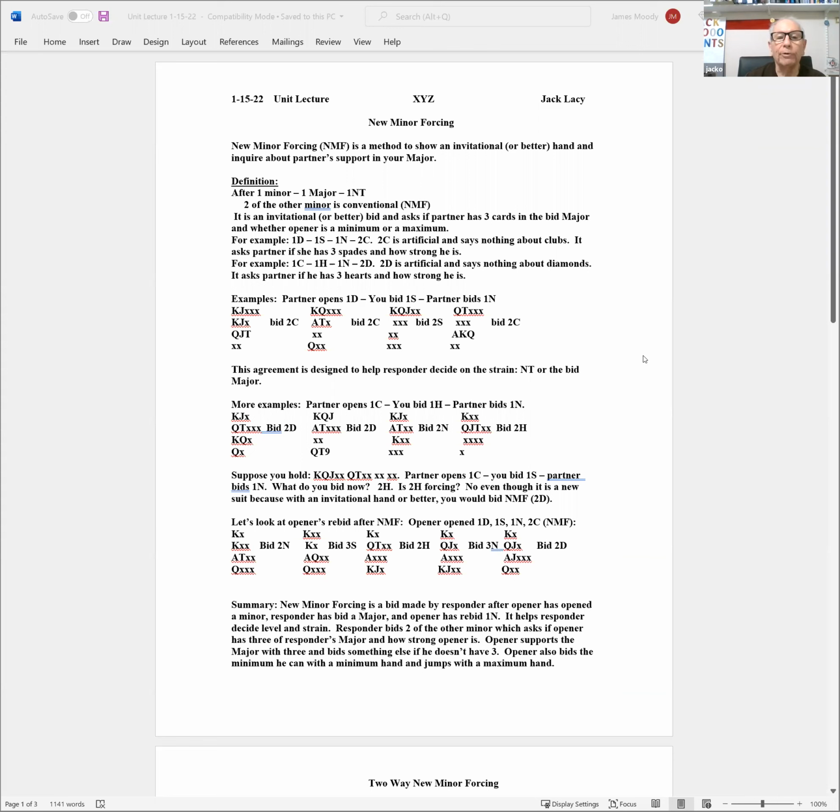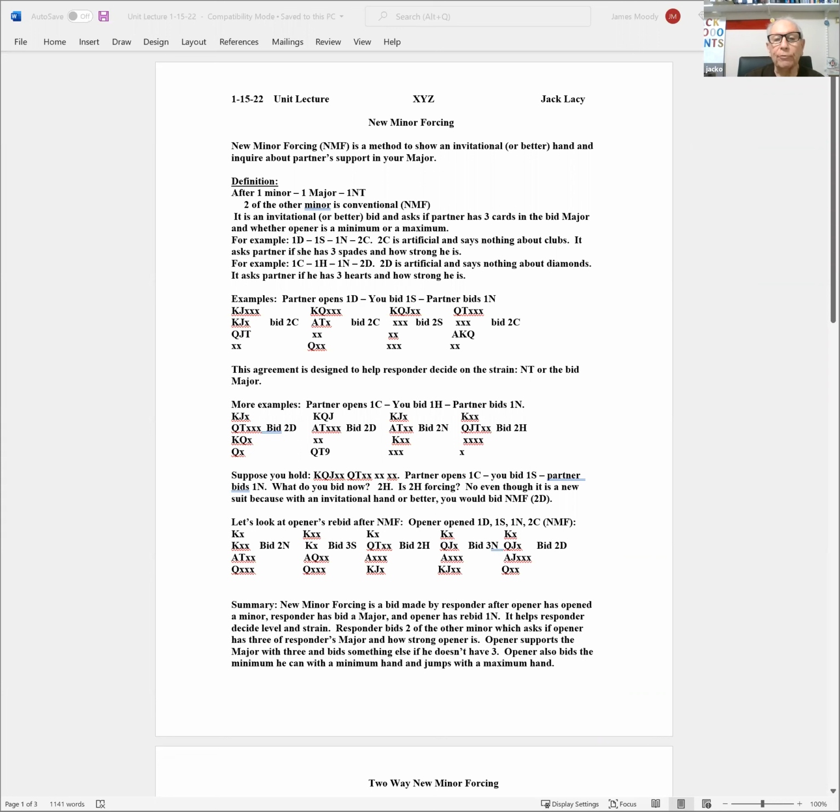So for example, one diamond, one spade, one no trump, two clubs. Two clubs is artificial. It says nothing about clubs. It asks partner if she has 3 spades and how strong she is. Or one club, one heart, one no trump, two diamonds. Two diamonds is artificial and says nothing about diamonds. Again, it asks partner if he has 3 hearts and how strong he is.